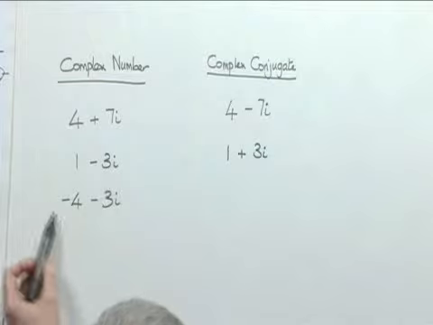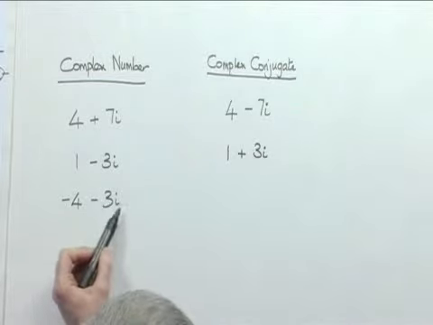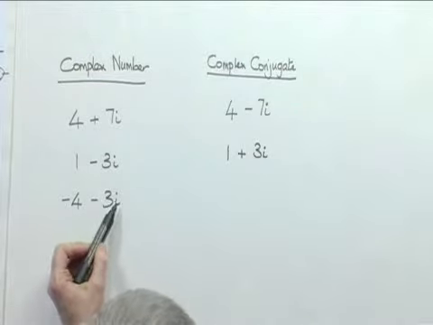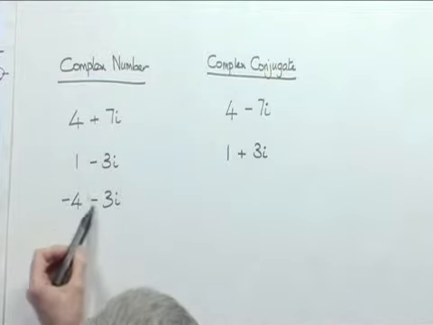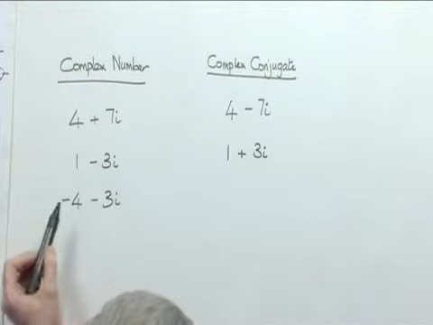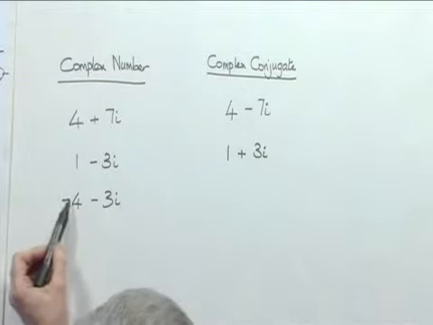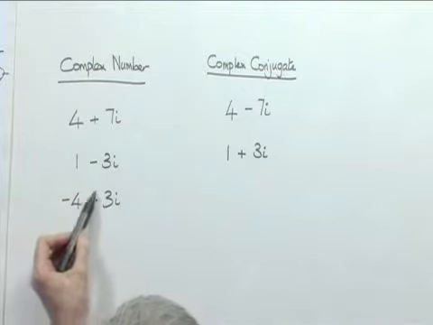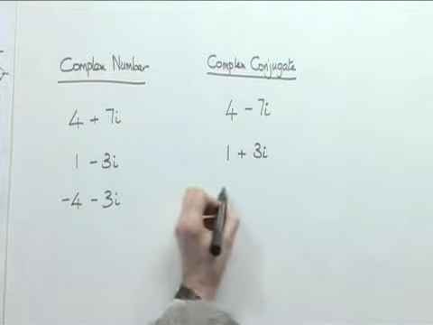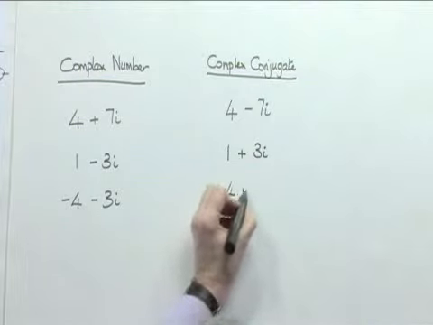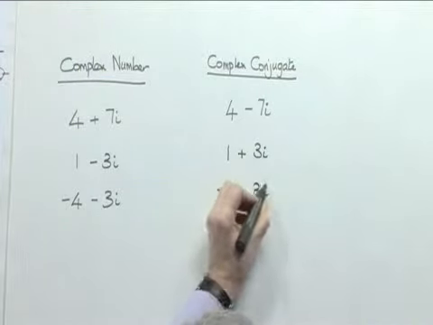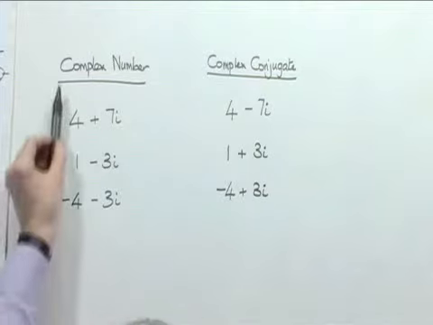Here's another complex number, minus 4 minus 3i. And to find its complex conjugate, again we change the sign of the imaginary part. We don't need to be worried about what the sign of the real part is, we're just changing the sign of the imaginary part. And so we get minus 4 plus 3i. So whenever we start with any complex number, we can find its complex conjugate very easily. We just change the sign of the imaginary part.